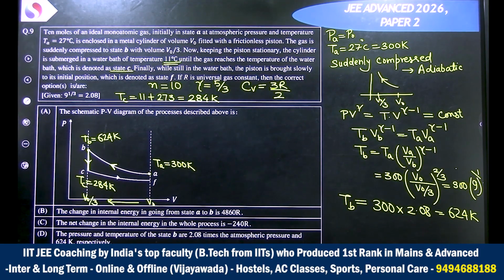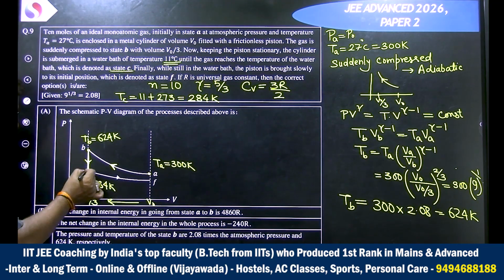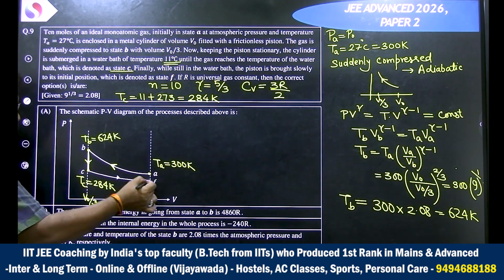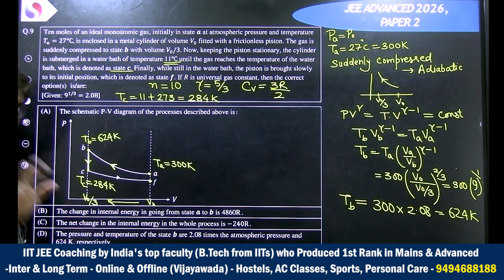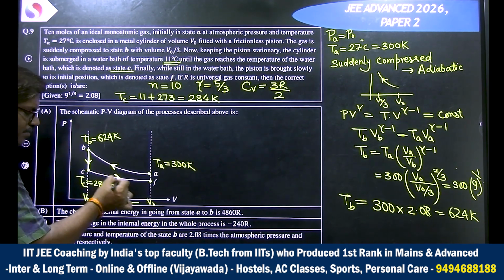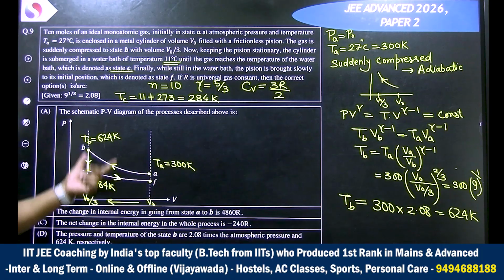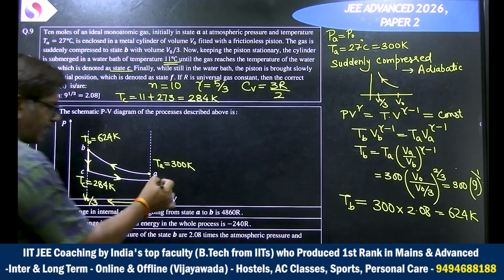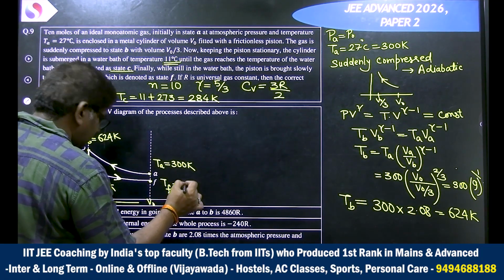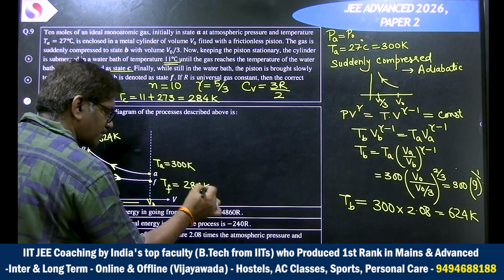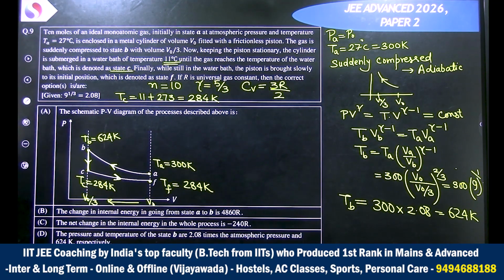Finally, while still in the water bath, the piston is brought slowly to the initial position. So the volume goes from V0 by 3 to V0 again, slowly. Slowly means keeping the temperature constant, so the isothermal process will again be a rectangular hyperbola. That's why clearly we can see that this graph which is given is absolutely right. It satisfies all the three conditions given. The final temperature will also be the same because it is isothermal, 284, 11 degrees centigrade. So option A gives you the correct schematic diagram of PV.